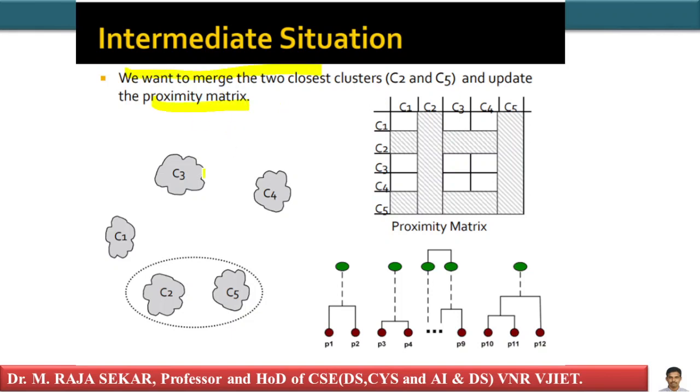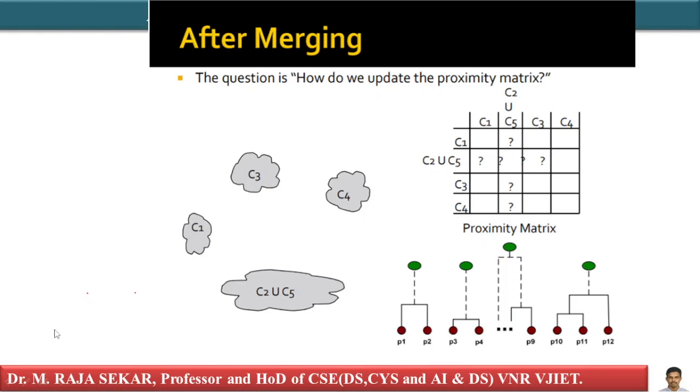That's what it says, isn't it? Just see, C2 and C5 are merged. Therefore, what do I have to do? I need to update this one. Just see, this column has to be updated. This row has to be updated, isn't it?